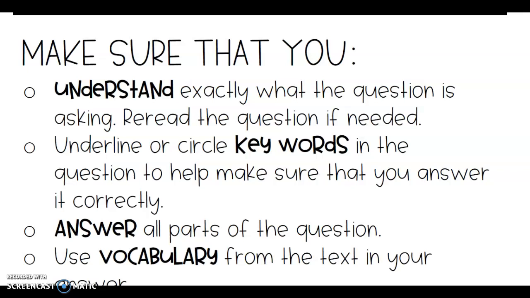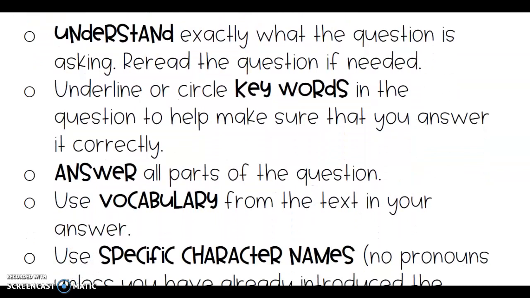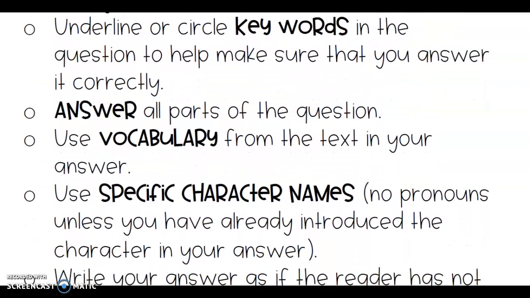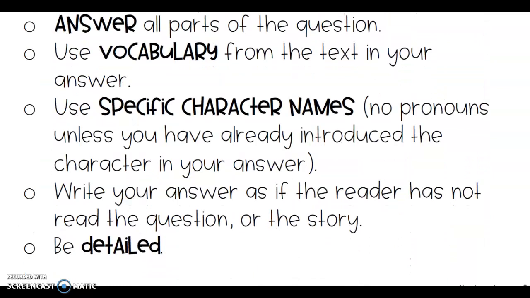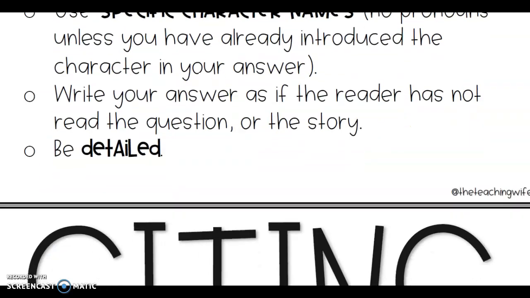Next thing tells us we need to make sure we answer all parts of the question. We may need to use vocabulary from the text in your answer. And it says you have to use specific character names, so you don't want to use pronouns unless you've already introduced the character in your answer. You have to write your answer as if the reader has not read the question or the story. And you need to be detailed. So that's a lot, but whenever you answer the question, you want to make sure that your answer is correct. So you really have to think about all these parts to get a strong answer for this step of RACE.